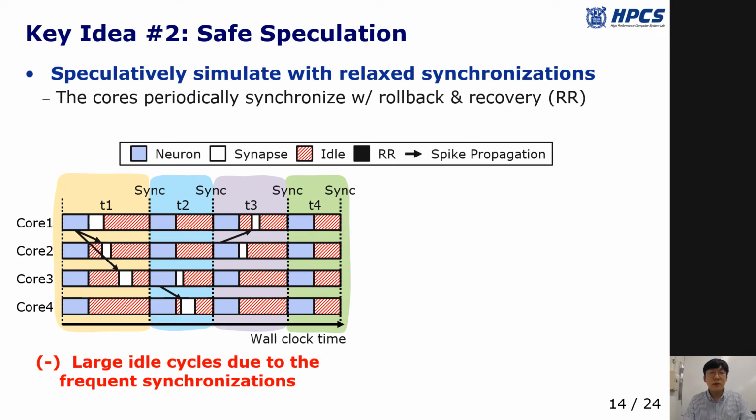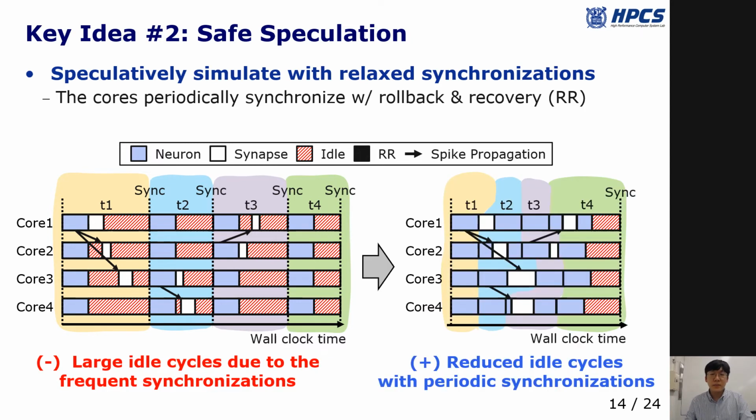Next, I'll explain how we relax the synchronization using safe speculation. In the time-precise simulation, the cores suffer from underutilization to synchronize at the end of each time step. On the other hand, safe speculation synchronizes the cores only periodically, so within the synchronization period, the cores speculatively advance the time step, assuming that they do not receive spikes from other cores. Thereby, the cores avoid idle cycles waiting for other cores to finish computations and communications.